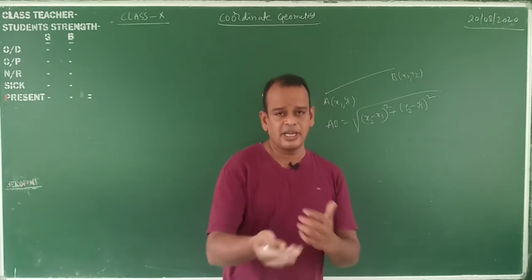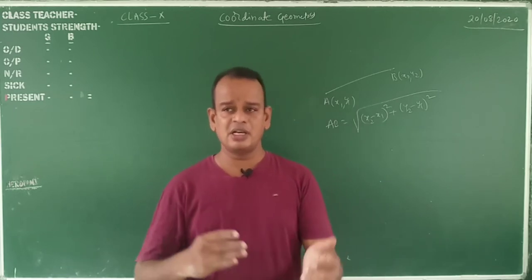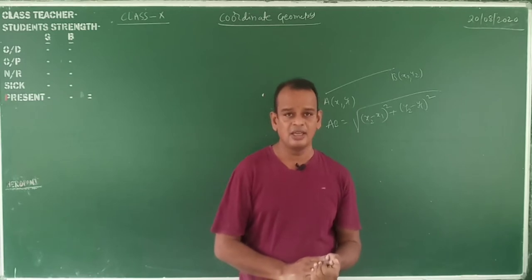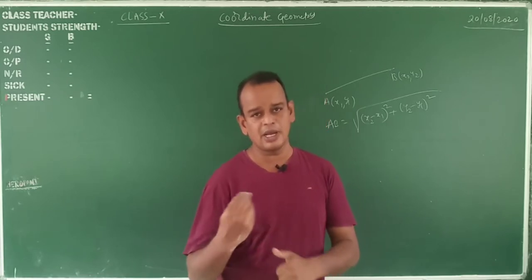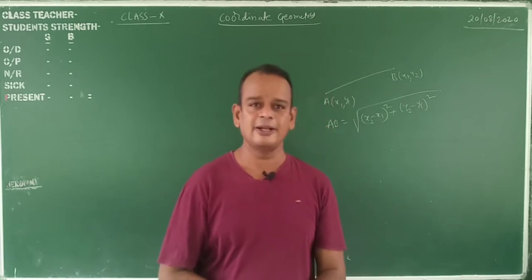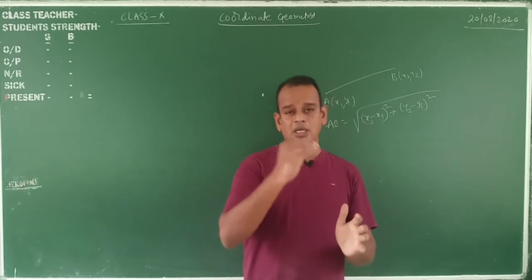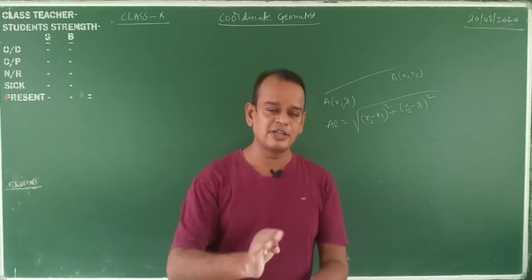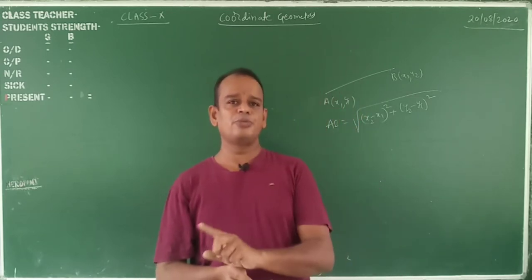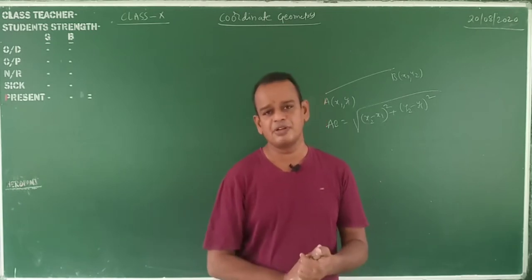Next, yesterday I explained the section formula. P divides the line segment AB in the ratio m is to n internally, then the coordinates of P are (mx2 plus nx1) by (m plus n), comma, (my2 plus ny1) by (m plus n), internally. Externally already explained. Suppose line segment AB is given and the point is given, you can find the ratio. What is the formula? (x minus x1) by (x2 minus x1) or (y minus y1) by (y2 minus y1).